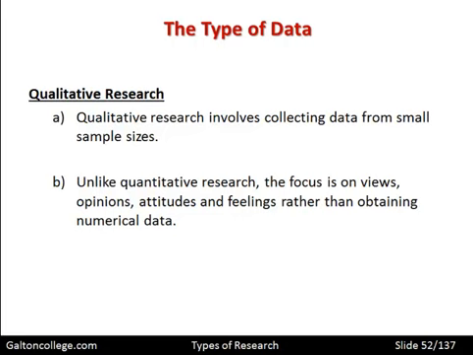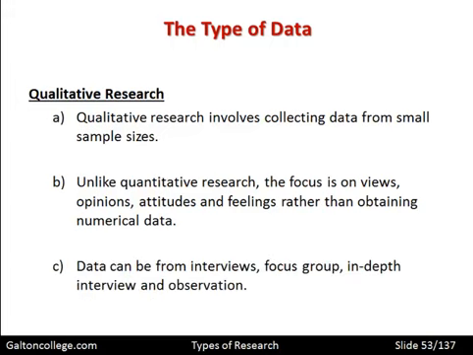Quantitative research ends up with numbers, numbers which could be used to calculate averages and moving averages and so on. This is qualitative. Data can be from interviews, focus groups, in-depth interviews and observations. So a whole variety of sources for this data can be used.